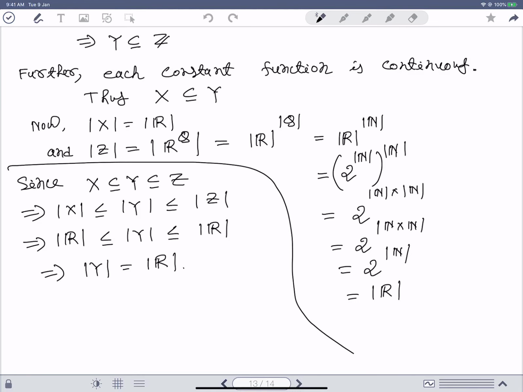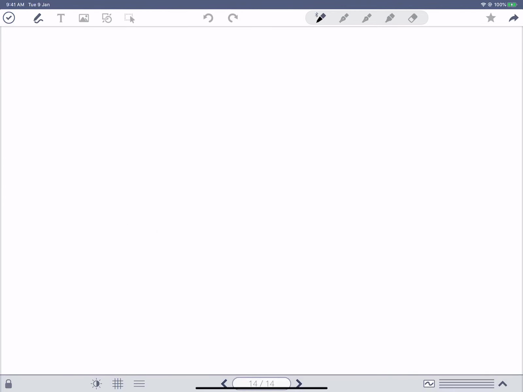So in this way you can solve many problems, but here I just want to solve one more problem. Say this one, problem 2: the cardinality of R is the same as the cardinality of R cross R. Okay.